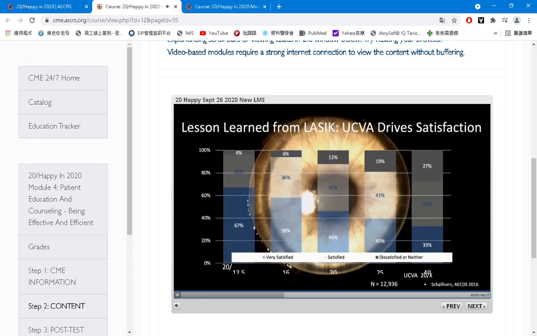Here's what we want. We want excellent uncorrected visual acuity. In Steve Schallhorn's data, he shows satisfaction against LASIK uncorrected visual acuity. Look at how in 2012, 67% are very satisfied, whereas in 2020 it is only 46%. Every line makes a difference.